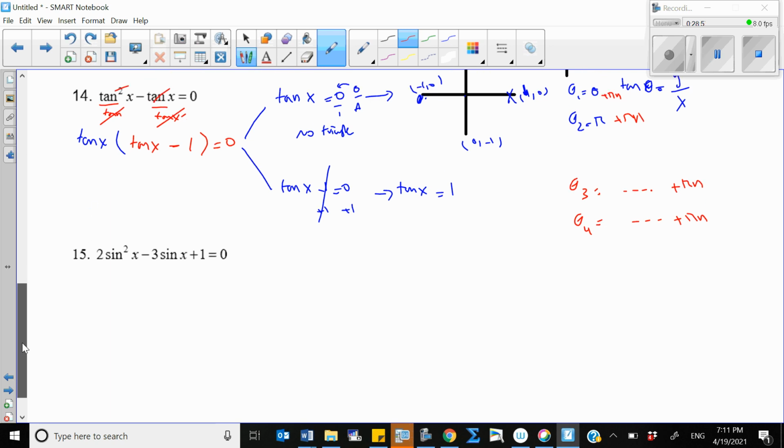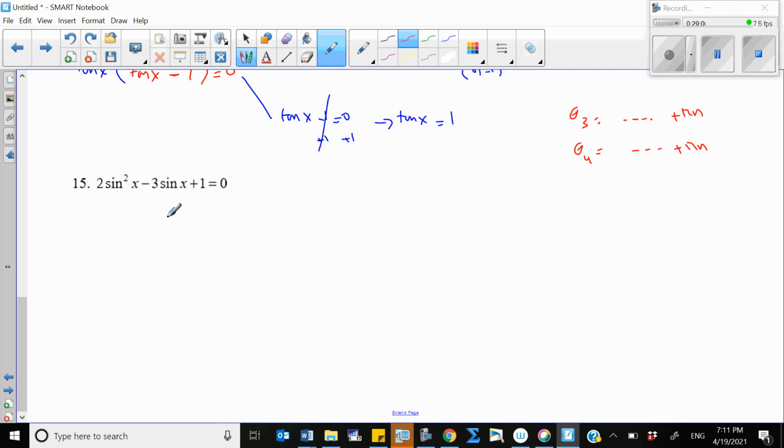Now the last question here, 2 sine squared minus 3 sine plus 1. Let's just replace sine of x with big X. If I replace sine of x with x, this will be 2 times x squared minus 3x plus 1. So we replace sine with x. Why did I do that? Because we have a quadratic equation here.